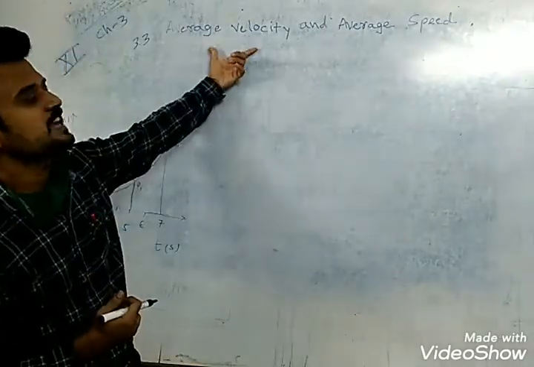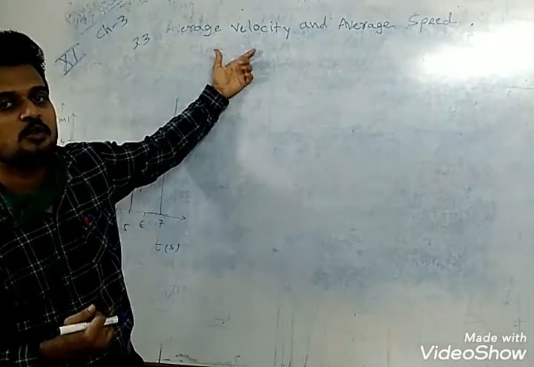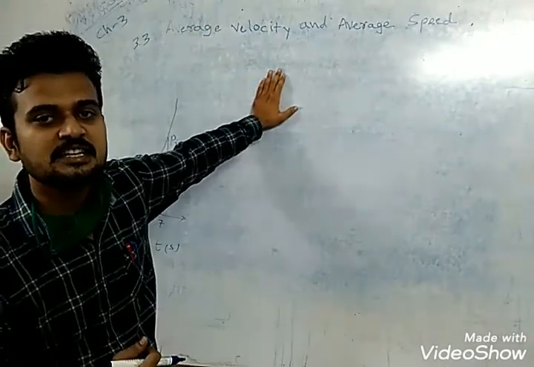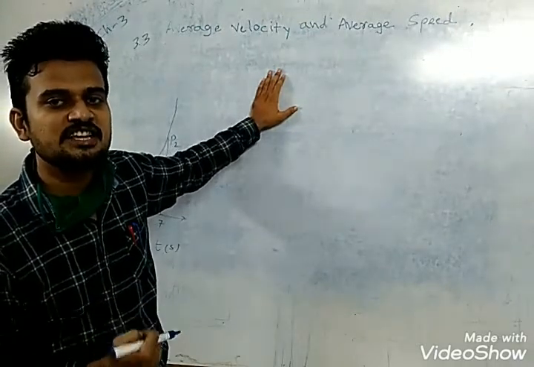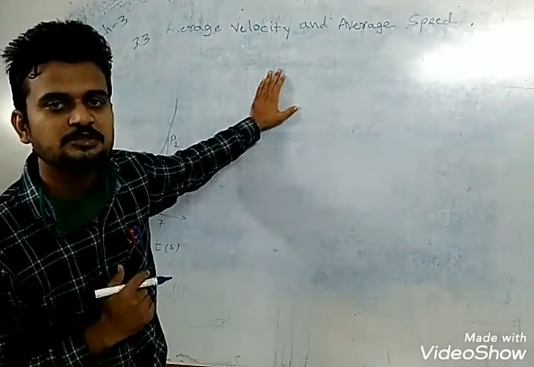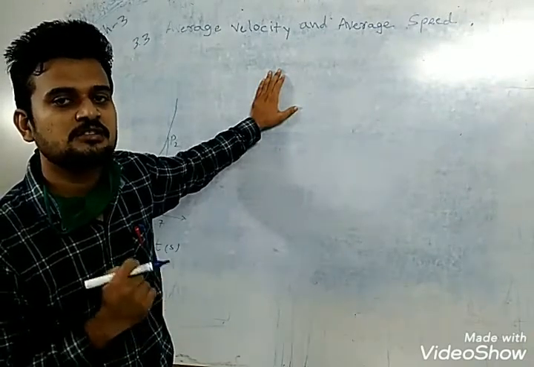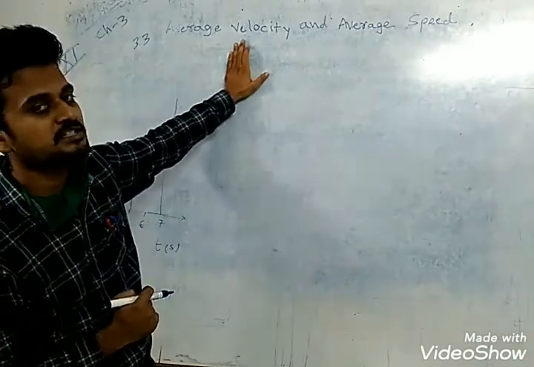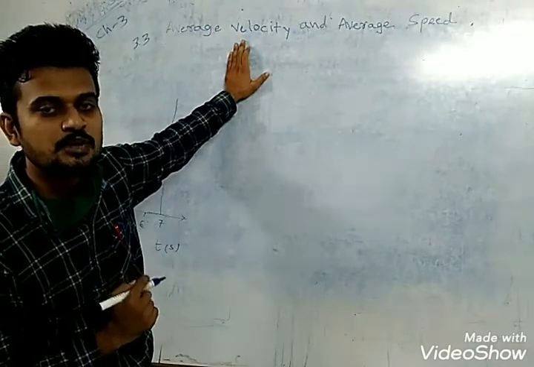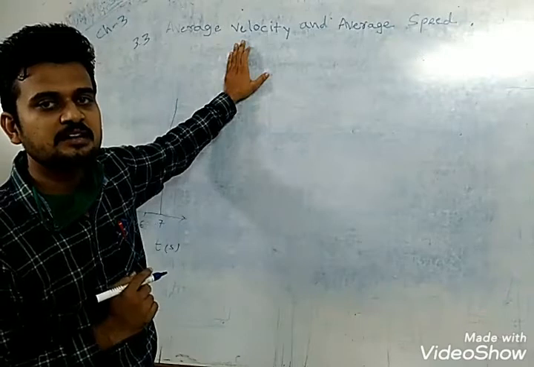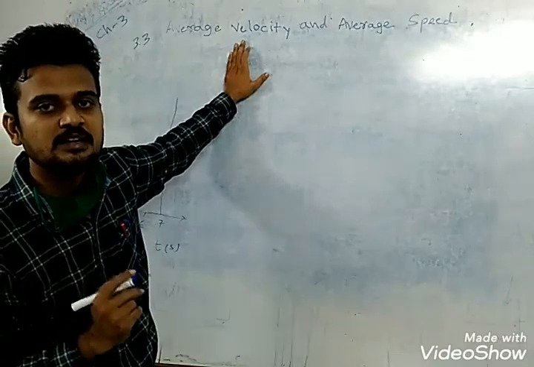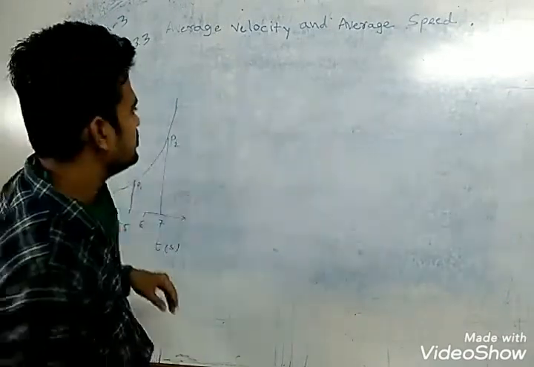Today's topic is 3.3, average velocity and average speed. In the first case, average velocity: when an object is in motion, its position changes with time. That means average velocity is equal to the change in position, or displacement, divided by the time interval.